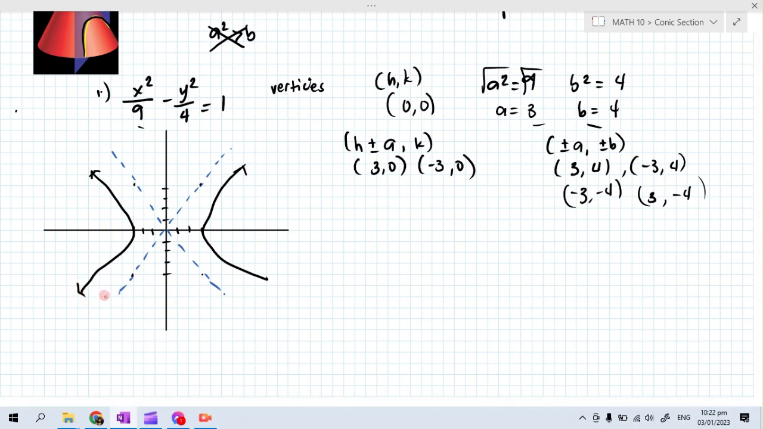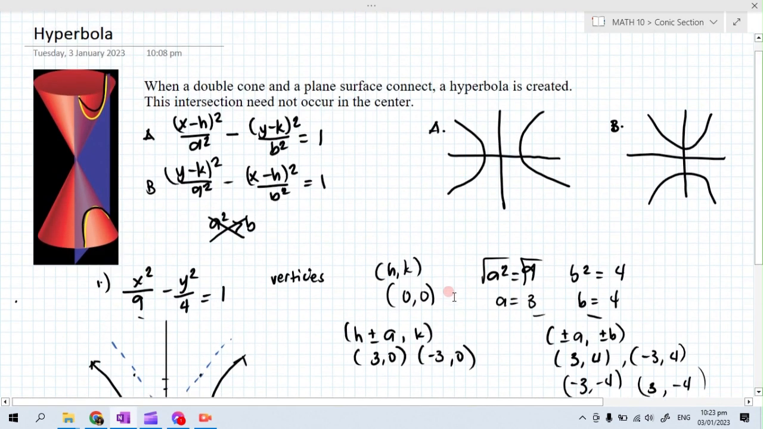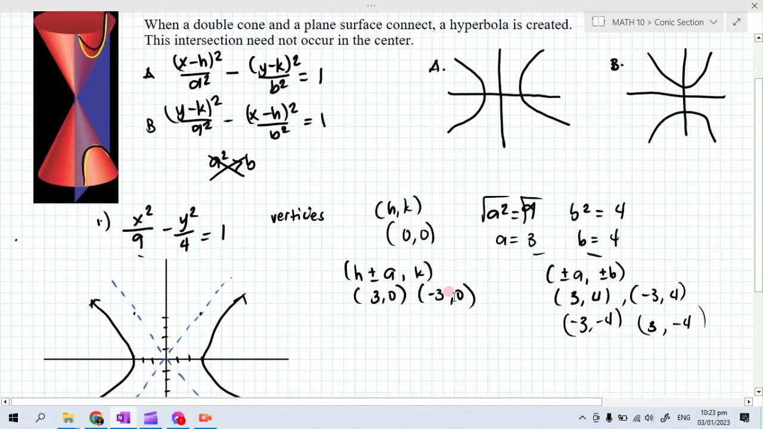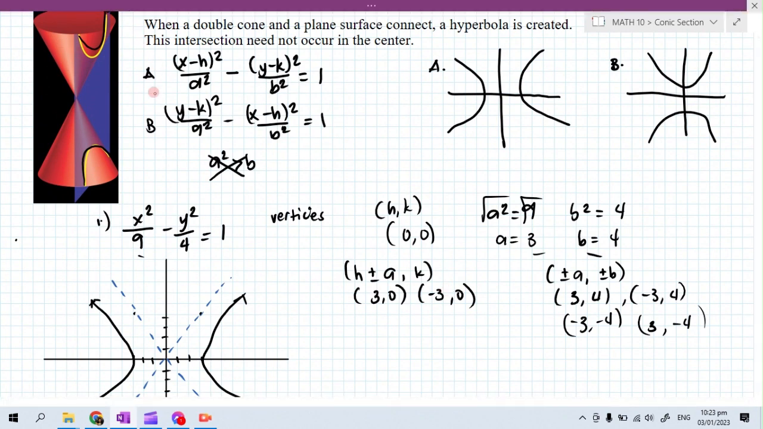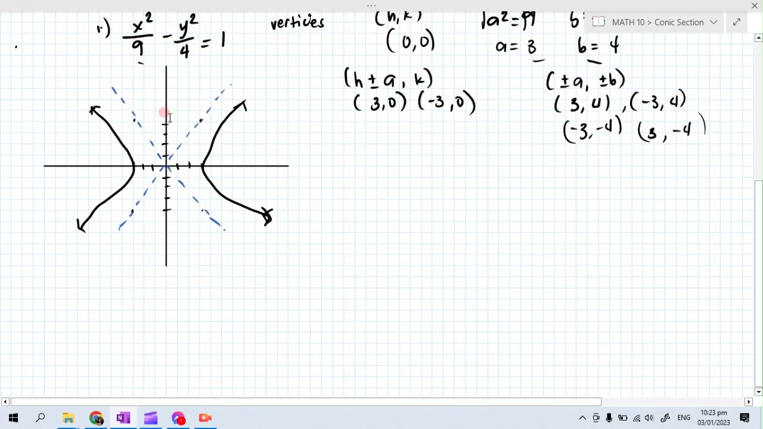We also determine whether the hyperbola faces left or right, or up or down, by simply looking at a. Since a has the variable x as its numerator, it is automatically the form of equation A. There we go.